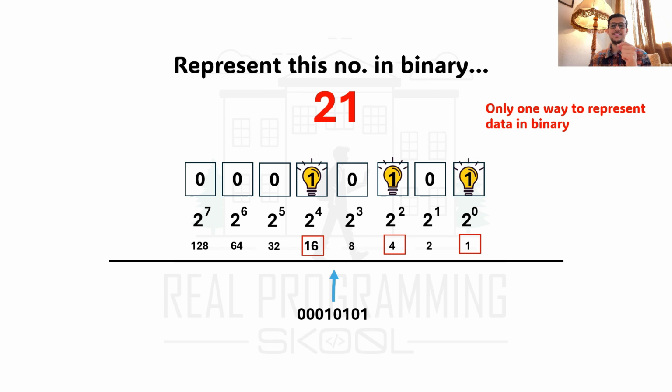But in the binary system, there is only one way to represent data. You cannot create 21 unless you choose and turn on these bits in the byte. So it's strong and can be relied on because there is only one way to represent data in the binary system in a computer.